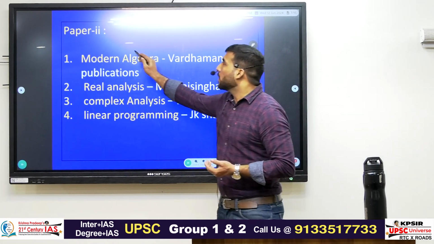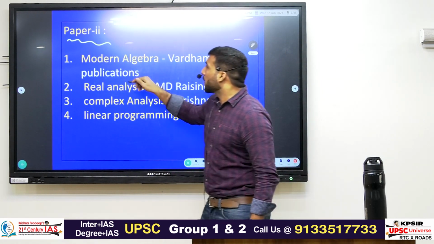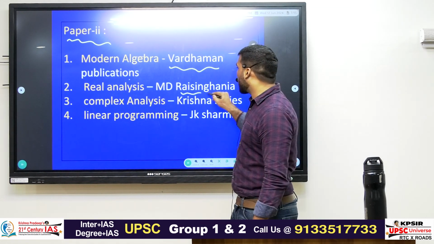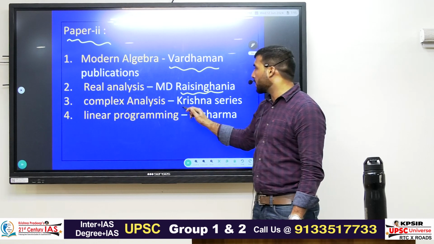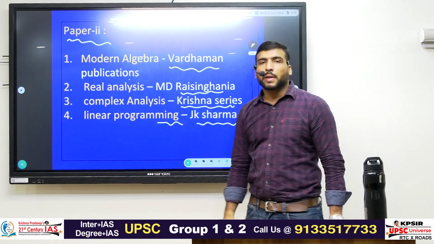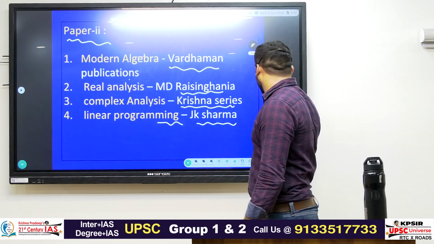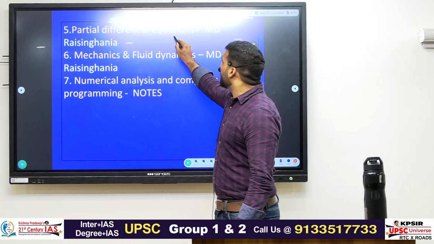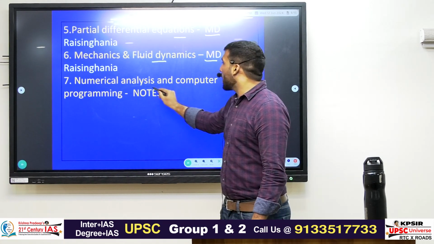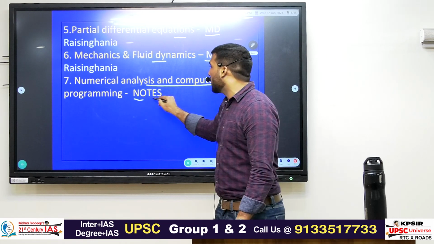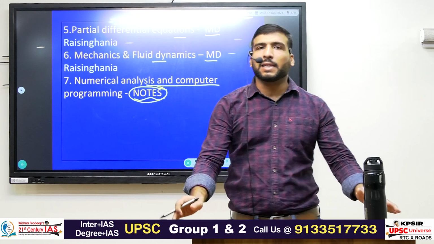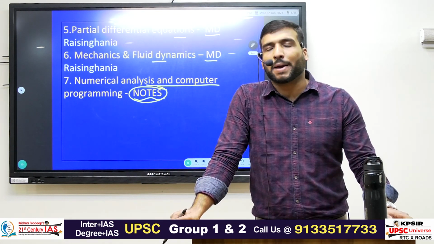So in Paper 2, the books you have to refer to are: for modern algebra, Vardhaman Publications; for real analysis, Raisinghania; for complex analysis, Krishna series; and for linear programming, the J.K. Sharma book. And for partial differential equations, Raisinghania; for mechanics, the same book; and for numerical analysis and computer programming, you can refer to our class notes. So these are the total 13 chapters related to maths.